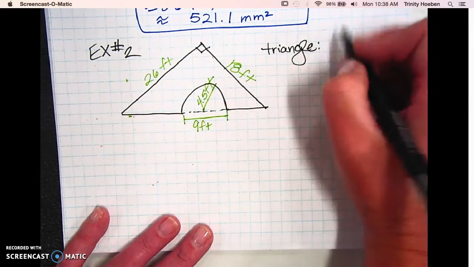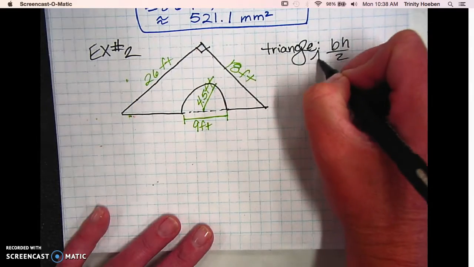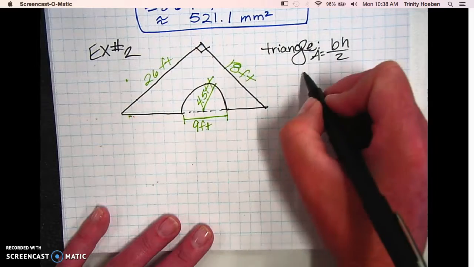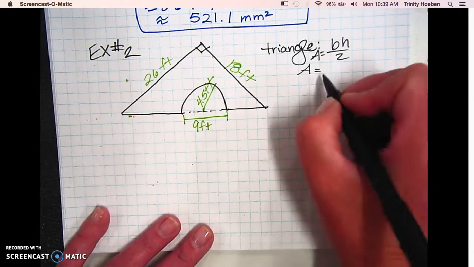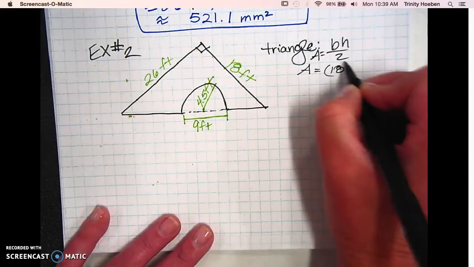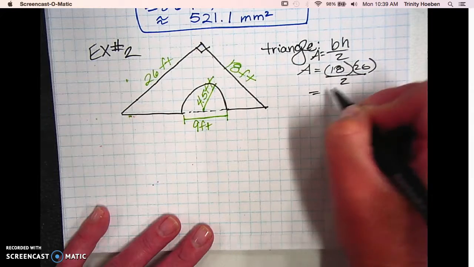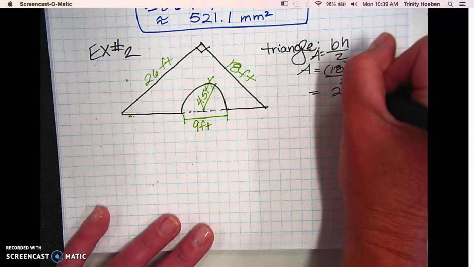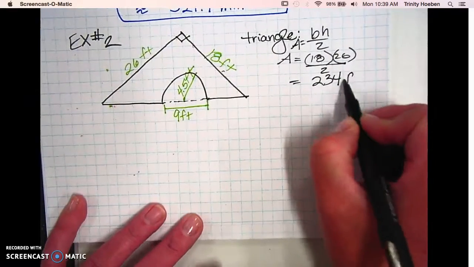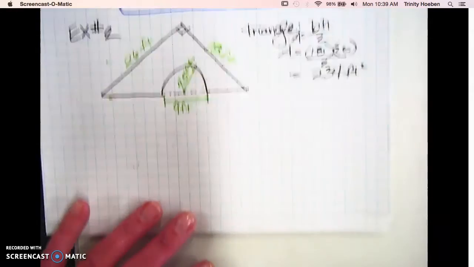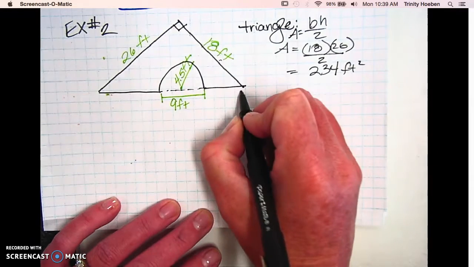Triangle formula, base times height divided by 2. A equals. And so we're going to take the 2 legs, so the 18 and the 26, divide it by 2. I got 234, and this one is in feet, so feet squared. Triangle should be pretty easy, right? Now let's do the semicircle.